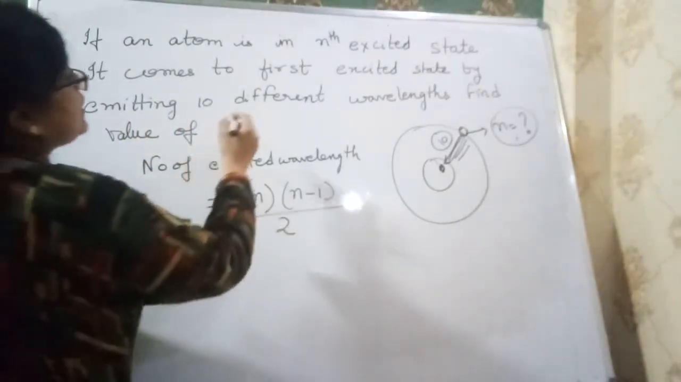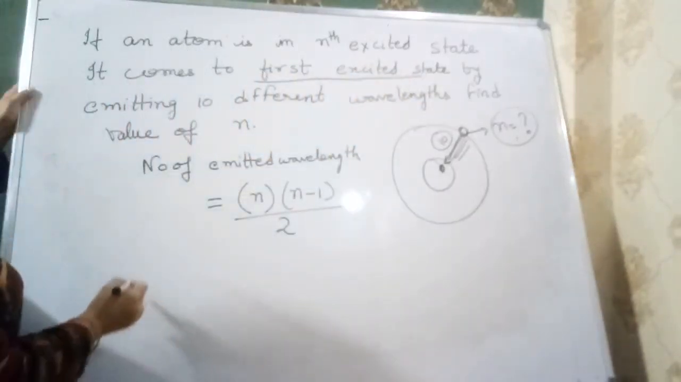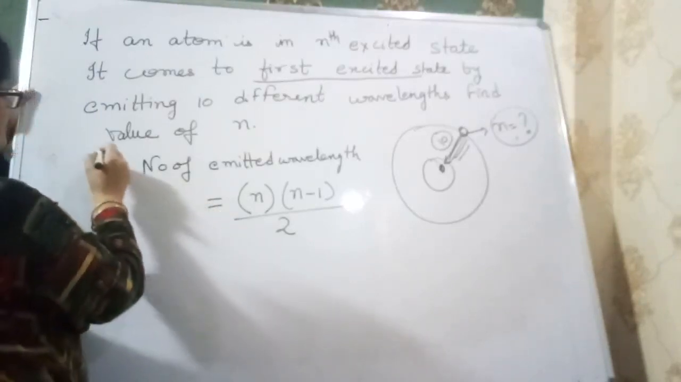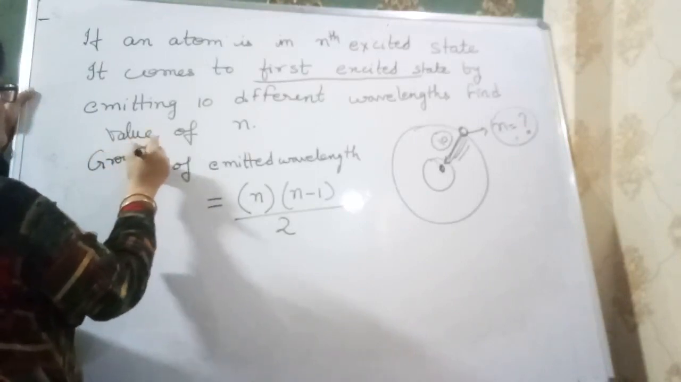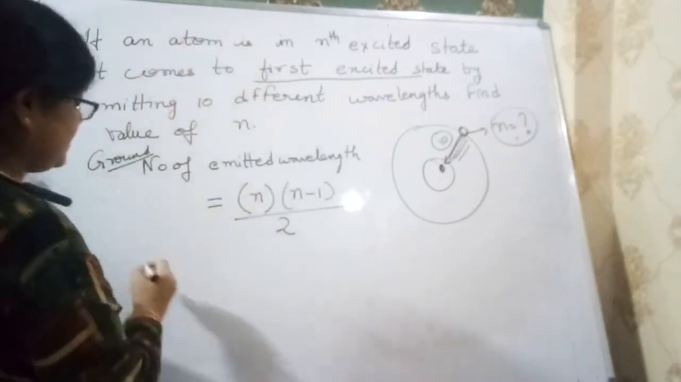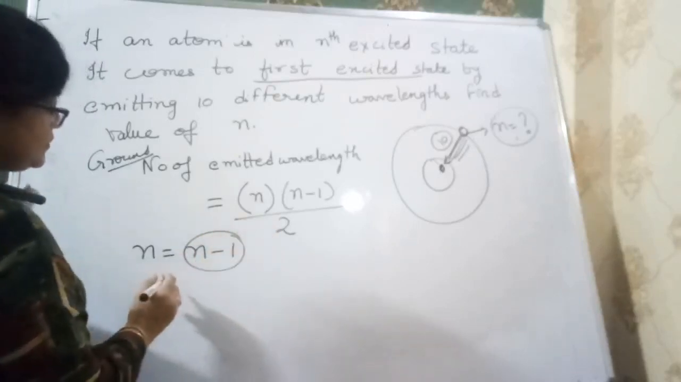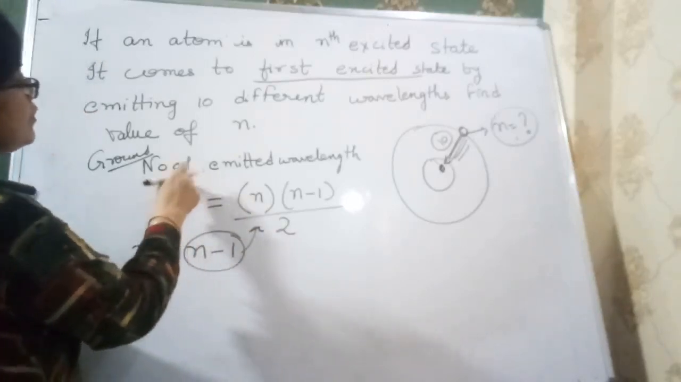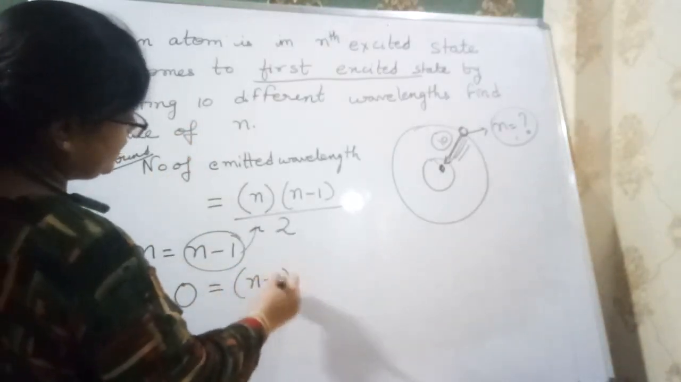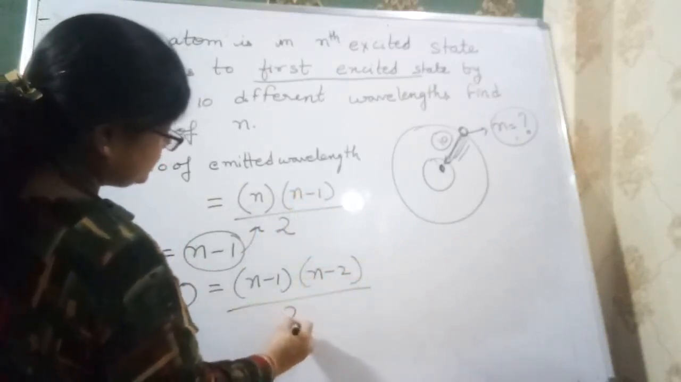But now here in the question, it is the first excited state. That means this is the formula for the ground state. But the electron in this question comes to the first excited state. That means the value of n here is n minus 1. So put the value of n here. Number of wavelengths we have is 10, so 10 equals n minus 1 into n minus 2 by 2.